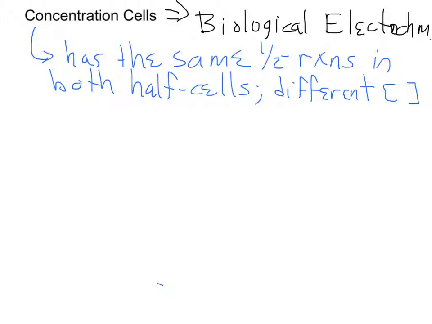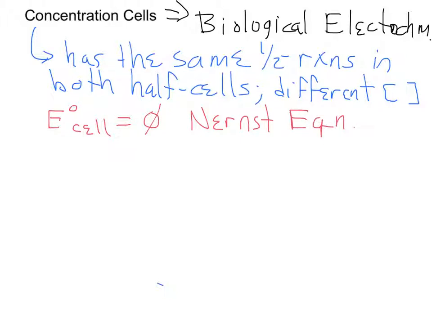So because of this, the standard cell potential is going to be 0. Because if you take the cathode and the anode, they're essentially the same half reaction. Whatever potential they are minus the same potential is 0. So that's another characteristic of a concentration cell. Because the standard cell potential is 0, but we have at least one non-standard condition, we can use the Nernst equation to do this.